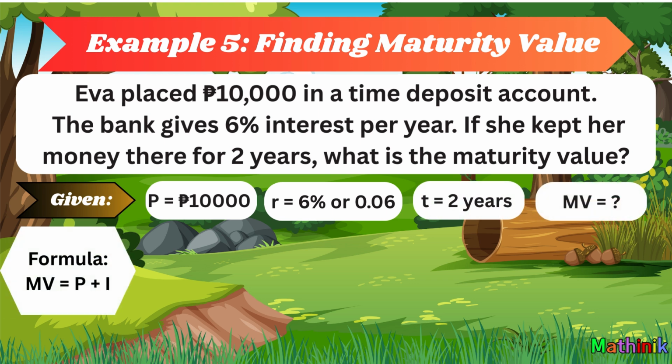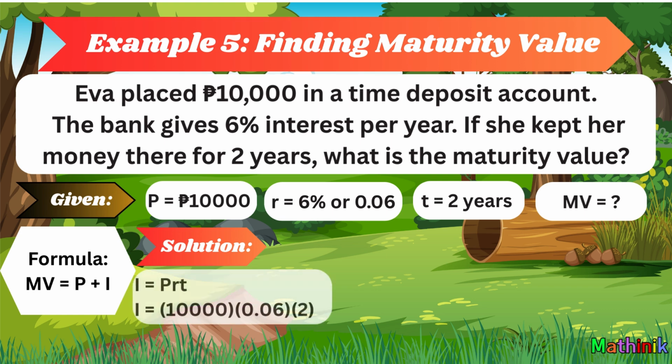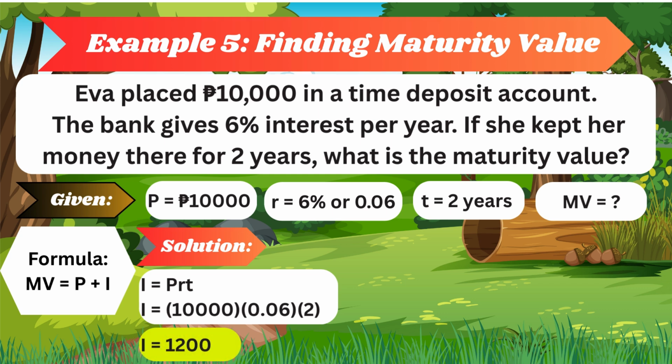To find the maturity value, we simply add principal and interest. Solution. Before we find the maturity value, we need first to determine the interest. Thus, we have interest equals 10,000 times 0.06 times 2. The result is interest equals 1,200.